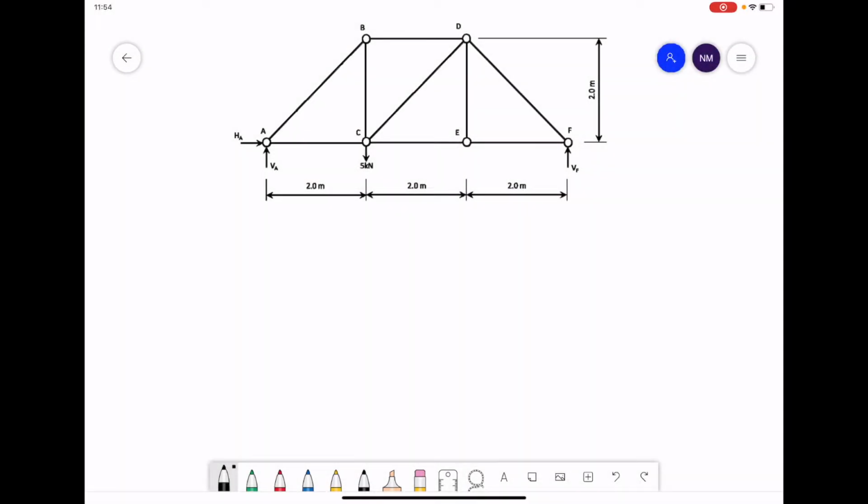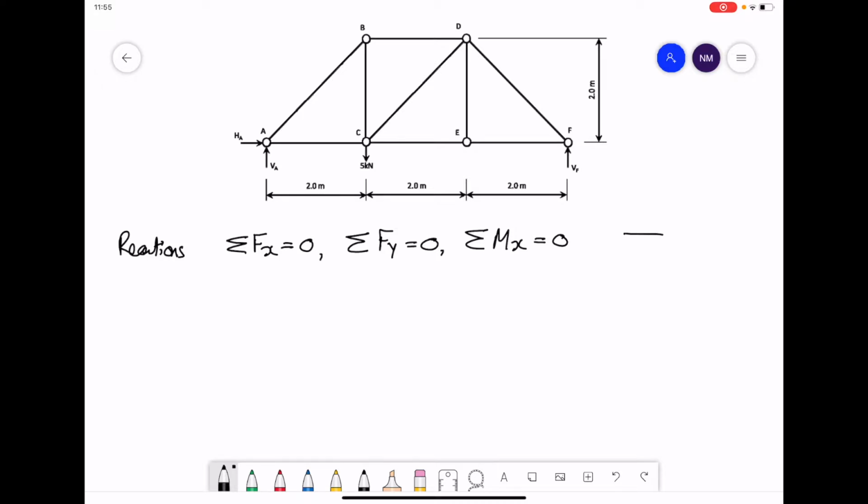The next stage is to calculate the reaction forces, and to do that we consider the three equations for equilibrium. All the forces in the x direction must add up to give you 0, all the forces in the y direction must add up to give you 0, and taking moments about any point must add up to give you 0 for equilibrium as well.